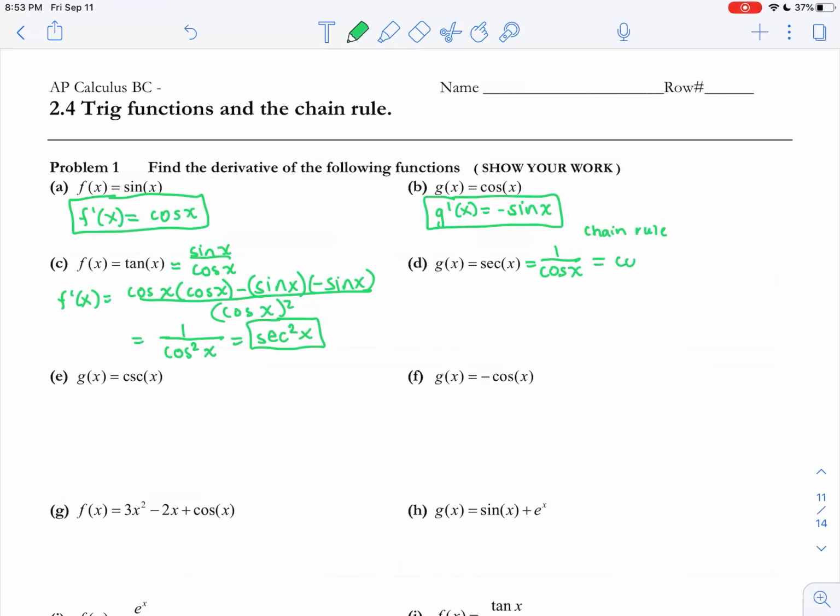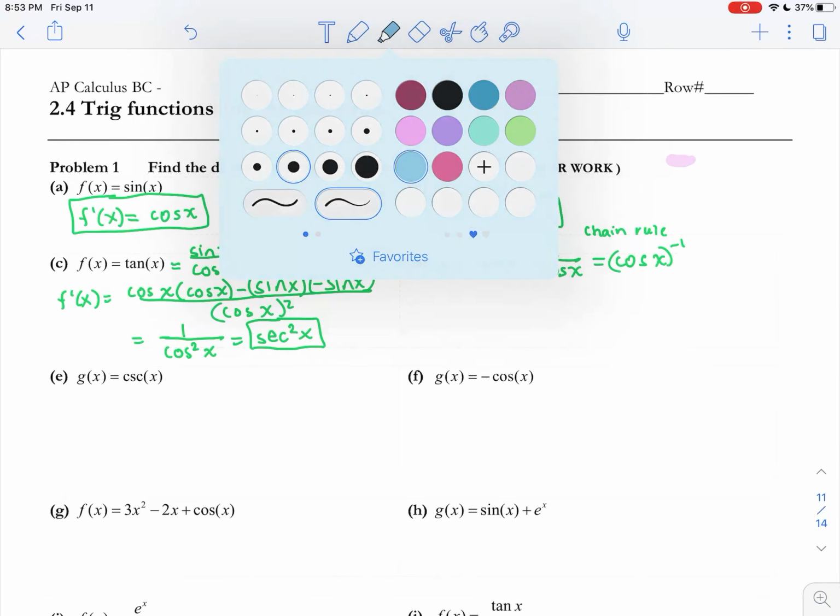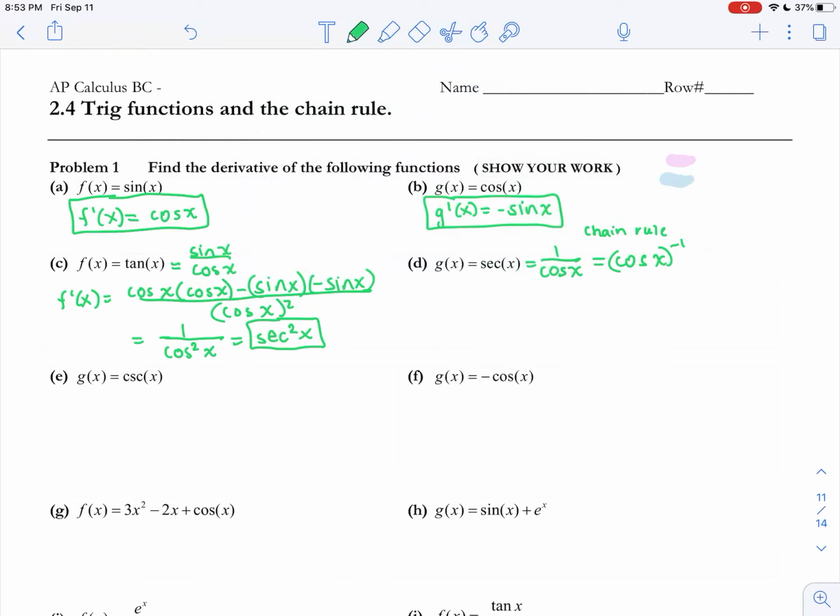Okay, so 1 over cosine of x, do we agree that we can also write that as cosine of x to the negative 1? And so to help us out with the chain rule, I'm going to color code 2 things. Pink is going to be the mommy function, and blue is going to be the baby function. So in this expression, cosine of x to the negative 1, the baby function is cosine of x, and the mommy function is the negative 1 power. So we take the derivative of the power part first.